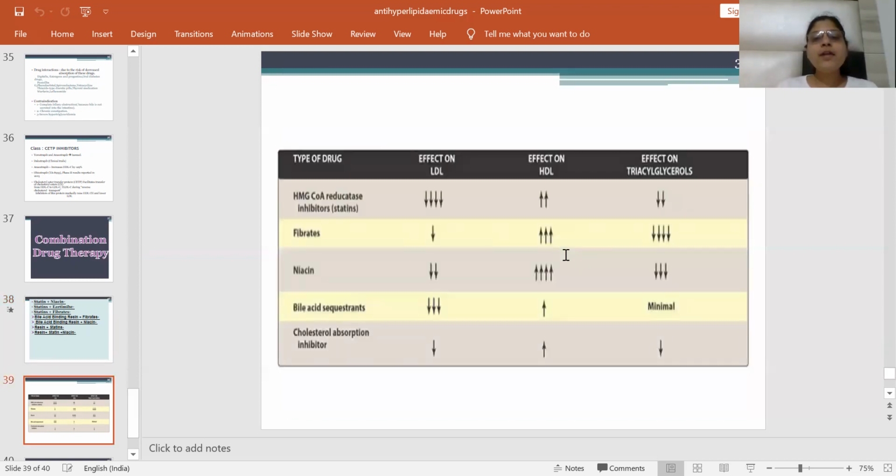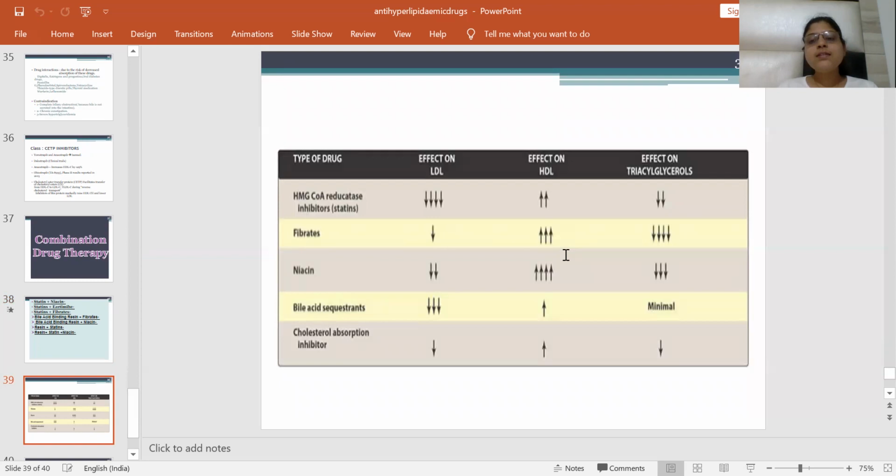The LDL effect is most by the statins, followed by bile acid sequestrants, which convert the cholesterol into bile acids. So cholesterol LDL will be reduced. Then niacin, then fibrates and cholesterol absorption inhibitor. The maximum increase of HDL will be by niacin, then fibrates, then HMG-CoA reductase inhibitors, then bile acid sequestrants, and then cholesterol absorption inhibitor.